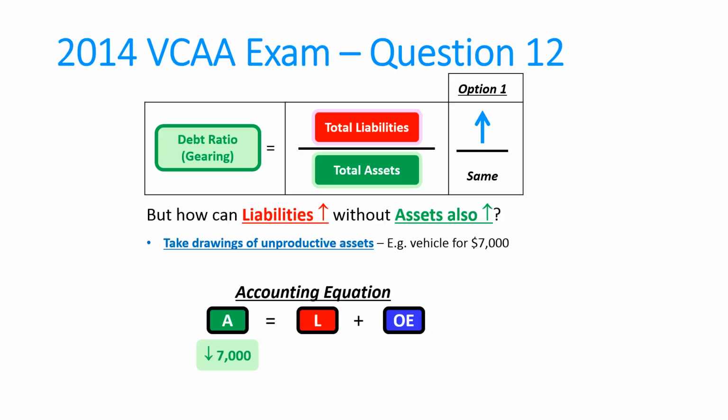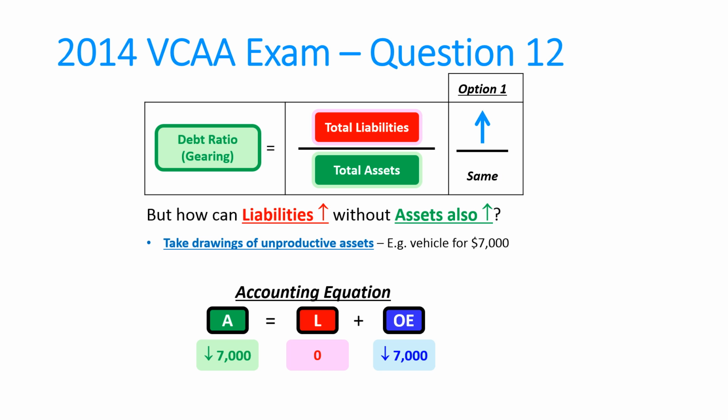First of all, assets would go down, and so would owner's equity because it's drawings. Liabilities wouldn't go up though. So have I met my obligation here? Have assets stayed the same? They have not. Have liabilities gone up? They have not. So how can this answer be right?